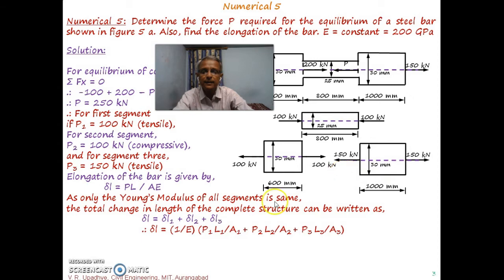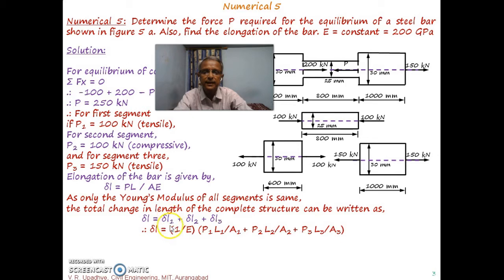In the last numerical the area of cross section was the same, so we took out A. Okay, so 1 divided by A we wrote in that equation. Here the area of cross section is changing, so E is constant and only E is taken out. P1 L1 divided by A1 stands for segment 1, for segment 2 P2 L2 divided by A2, and for segment 3 it will become P3 L3 divided by A3.